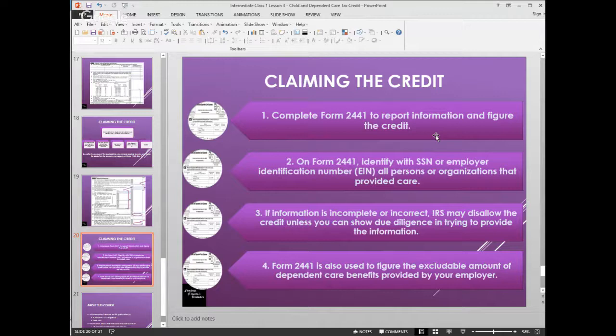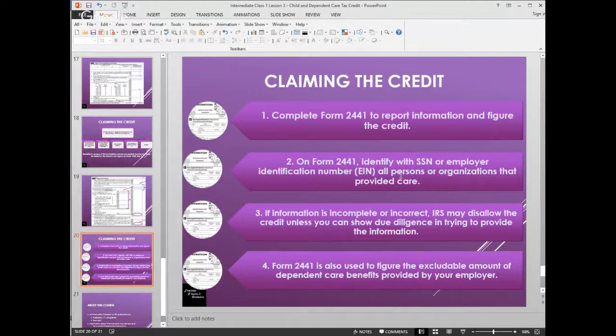On the Form 2441, you want to clearly identify the Social Security number or the EIN of the daycare provider, whether that's an individual or a business. And if the information is incomplete, the IRS may disallow the credit. So it is important that you have the appropriate information available when you go to claim this particular credit. And the Form 2441 is used to figure the excludable amount of the dependent care expenses as well. Most of the tax software would pull in the 2441 when it starts asking questions about dependent care.